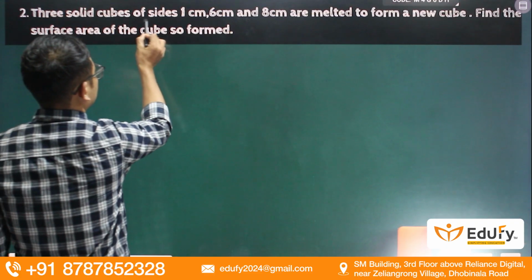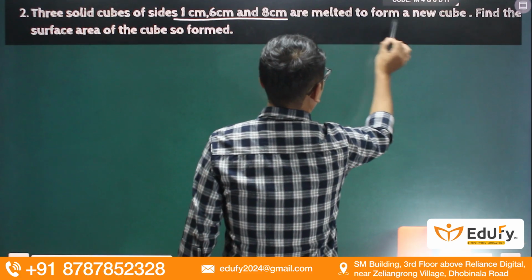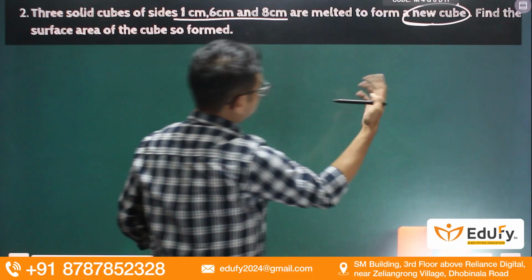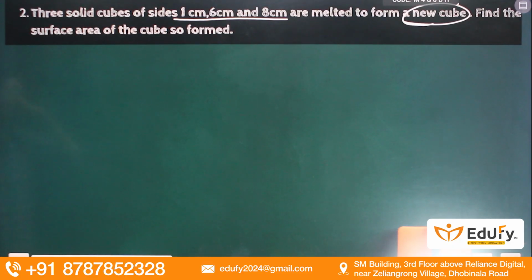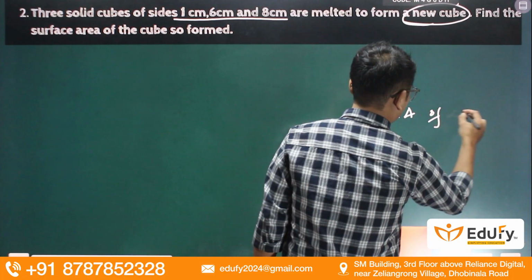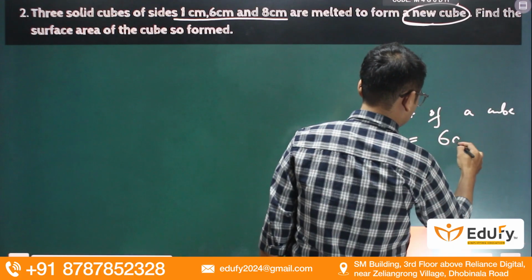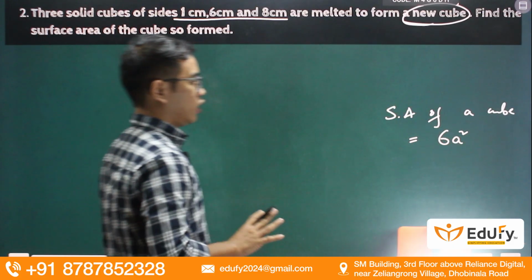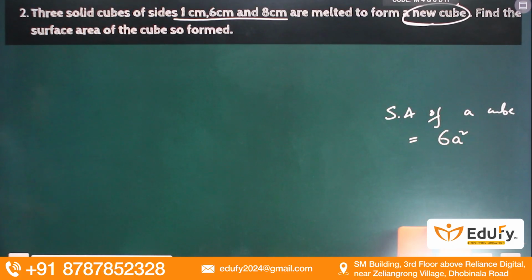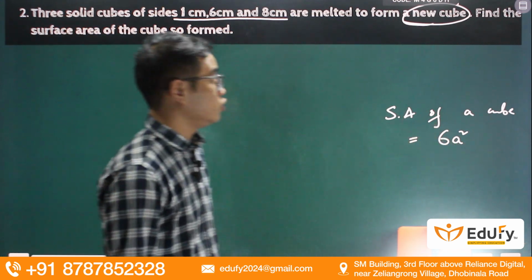So these are the 3 cubes, with sides this and this, right? And then it's being melted, and we form a new cube, which will be larger, obviously. So this is the new cube. They asked us to find out the surface area of the cube. The surface area of a cube is what? 6a squared. This is your formula. That means to find out the surface area, I need to know what's the a, or the side, as we call it, of the new cube formed.